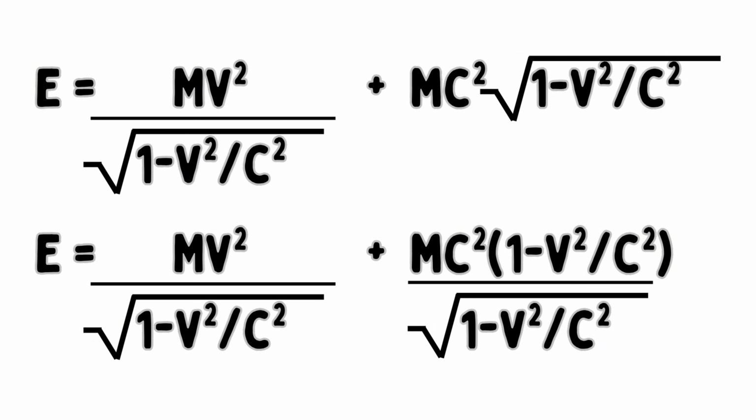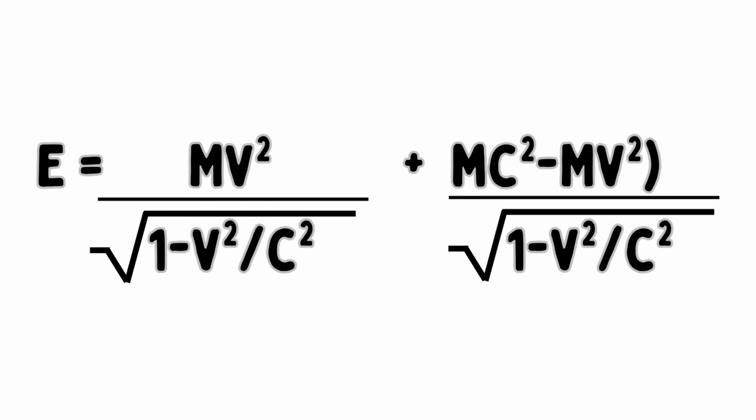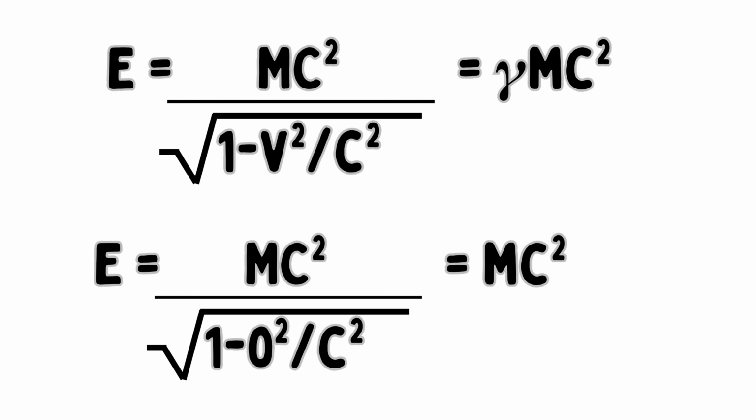So it leads to this top formula, and if we divide the mc squared, the second term, by the square root of 1 minus v squared over c squared, you end up getting this expression. And when you distribute, you end up getting this. And that means you can cancel out the mv squared divided by the square root of 1 minus v squared over c squared, leaving you with mc squared gamma.